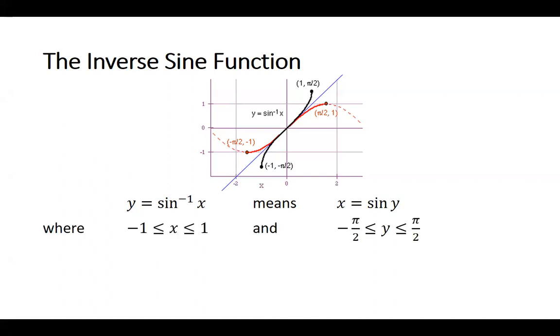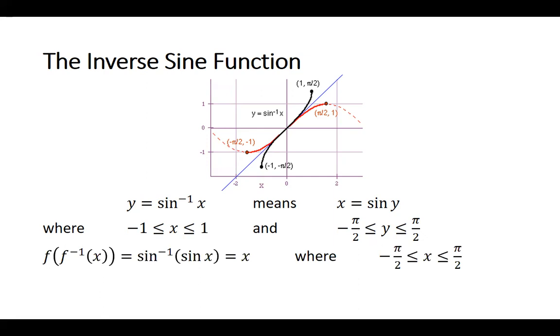So in these cases, x is between -1 and 1 for the inverse function, and y is between negative pi over 2 and pi over 2, which should be obvious. Remember, when you're dealing with an inverse function, all you're doing is flipping x and y. So in our original red curve here, we see that x was from negative pi over 2 to pi over 2. So now for the inverse function, y is from negative pi over 2 to pi over 2. In our red original function, y was from -1 to 1. So now in our inverse function, x is from -1 to 1.